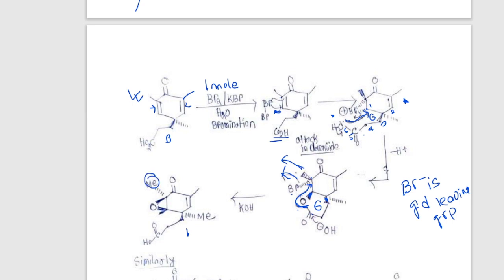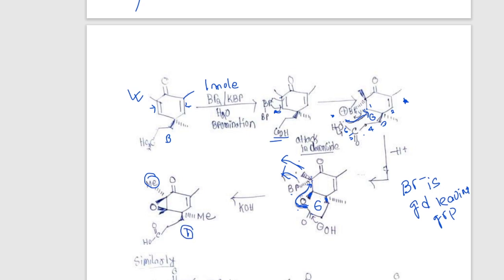This methyl goes to the downside when the attack is from the upside. So when it is attacking from the upside, bromine will leave and this methyl goes to the downside, and this epoxide ring is formed from the upside, and this is the one product that is formed.